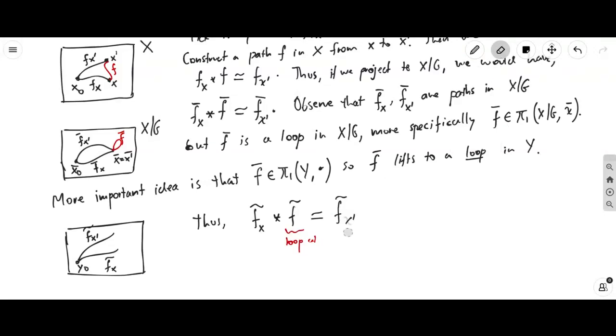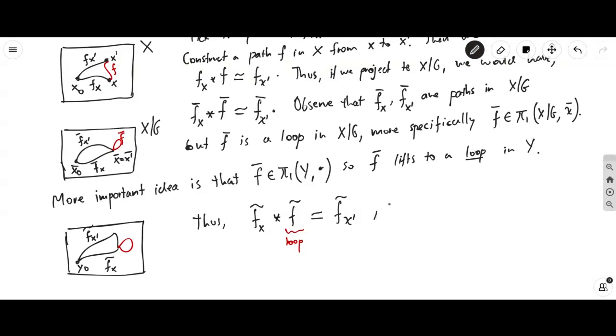This is a loop at some point. It doesn't really matter what point it is, but this is a loop. So when you lift the red one, it cannot go like that. That's not a loop. It has to lift to some kind of loop, which means that the lifted path, its endpoint, has to close up at the same one, because you have a homotopy. It has to close up.